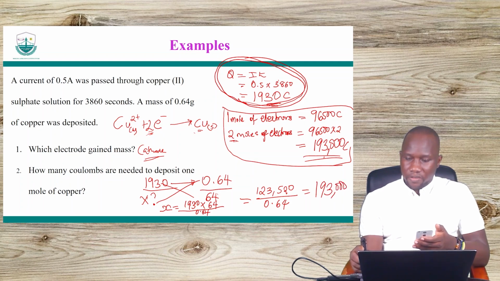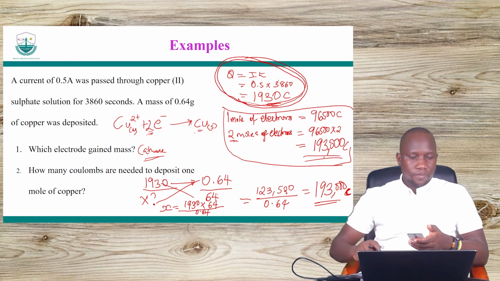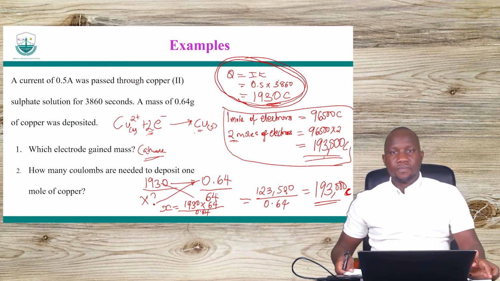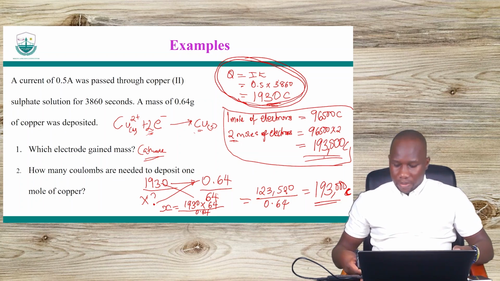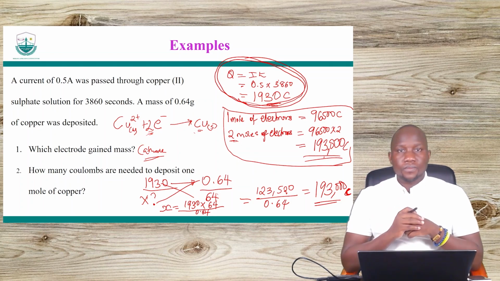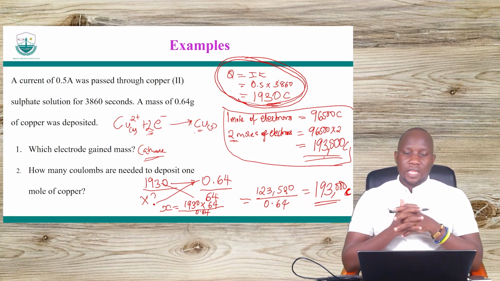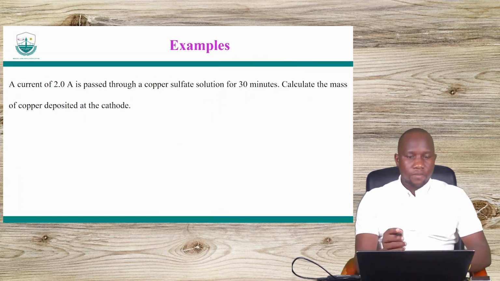You actually get the same answer. These are coulombs, right? With the C there. Okay, I hope that is quite clear with that example there. So you can use either approach and still get the same answer out.